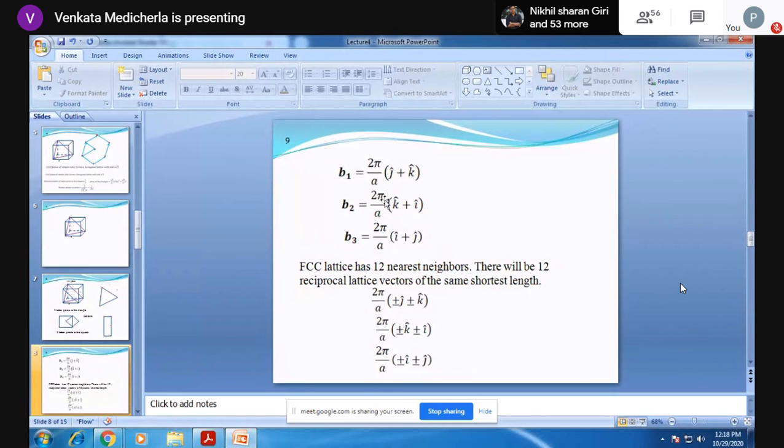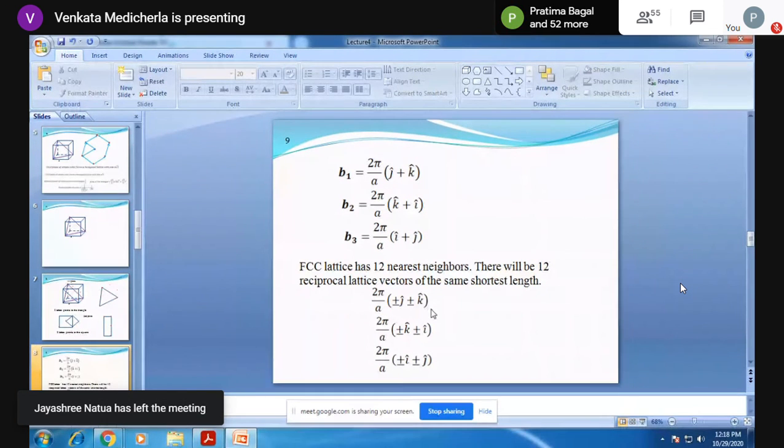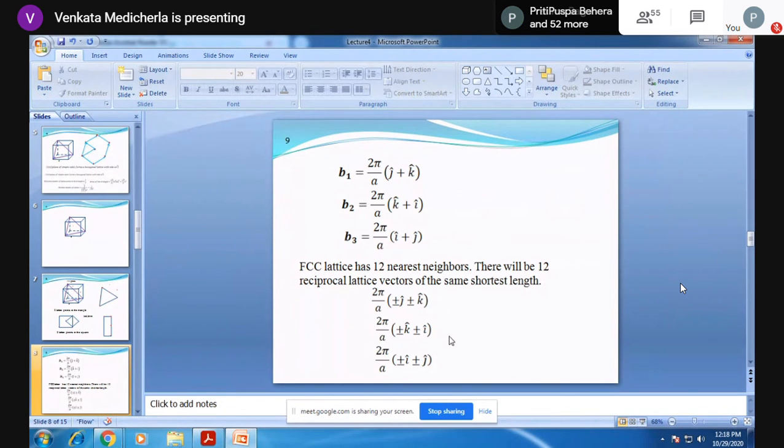You just take these vectors, 2π/a into (j plus k), (i plus j), and make it plus minus. All of them have the same magnitude. Whether it's plus or minus, magnitude is not going to change. Only directions are different. Okay. Suppose I have 2π/a into (j plus k). I can also have 2π/a into (minus j minus k), or plus j minus k. All these plus minus, if you include, you will generate 12 reciprocal lattice vectors. All the points will lie at equal distance actually. That's the nearest one.